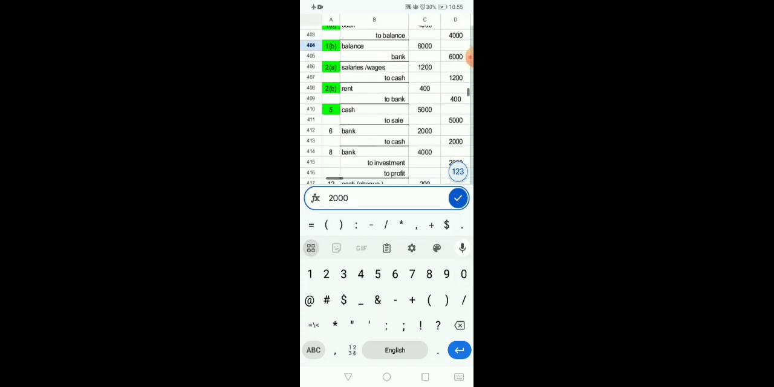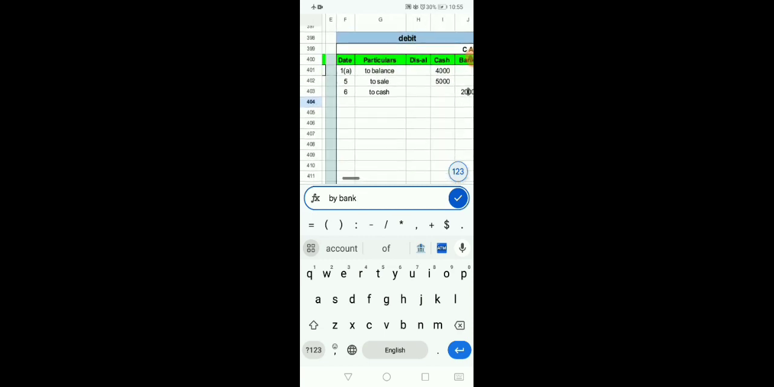And now see its reference. What is written on the opposite side of cash? That is bank. So you will write bank over here with an additional word of "by". Now see the date, which is 6. So mention the date in the date column.